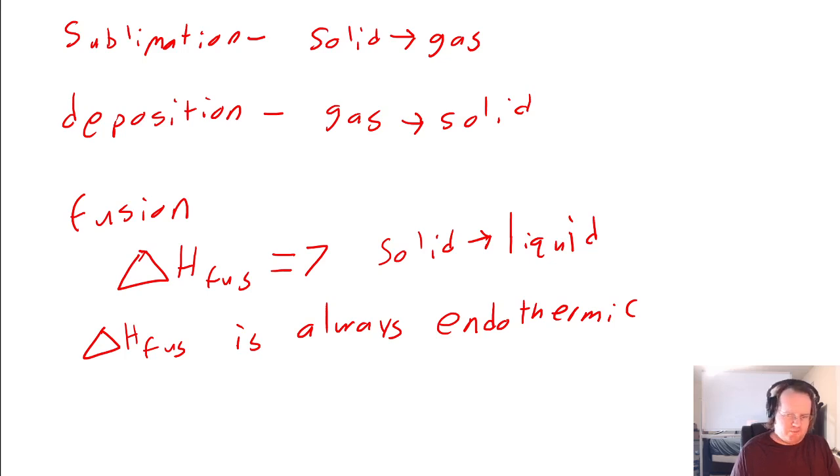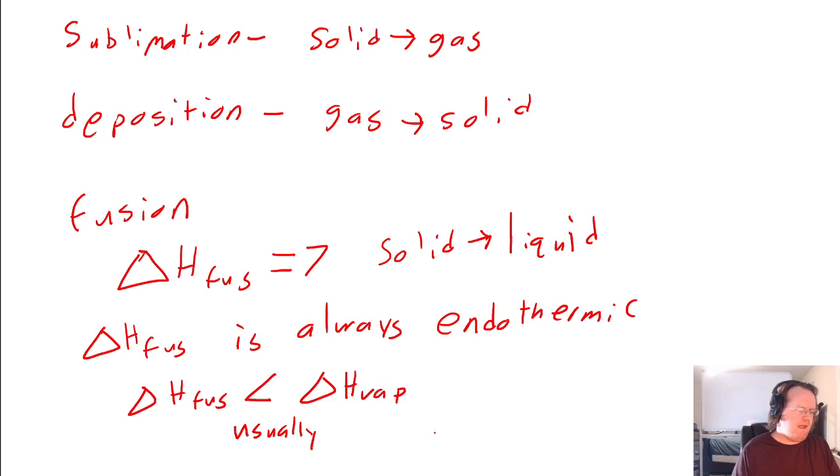In general, delta H of fusion, so write this down, is usually going to be less, and probably significantly less, than delta H of vaporization. So this is usually true. The other thing to note is that we know that delta H of fusion is going to be the opposite of freezing. So if we change the sign, we get this.